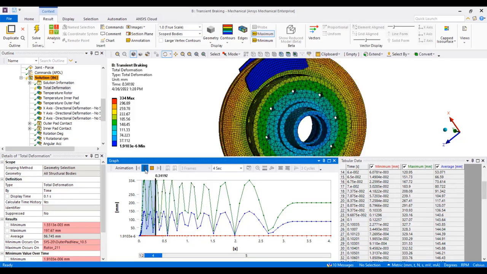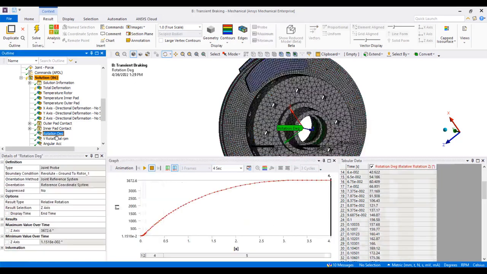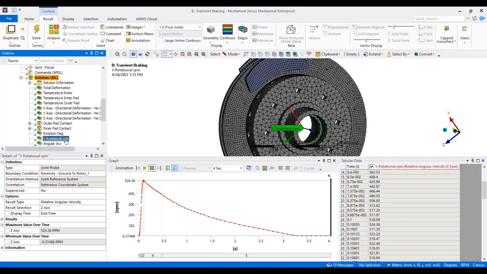Pausing our animation, we can move on to the rotational degrees and see how much our joint has rotated throughout the analysis. We can see here that after 3 seconds, we become rather stationary, and thus around this time, we will have seen the rotor stop. Additionally, we can use the same joint to look at the rotational velocity throughout the analysis. Most important to us is to get to this final velocity of approximately 0 RPMs and our velocity around 0.1 seconds, where we're targeting 524 RPMs.